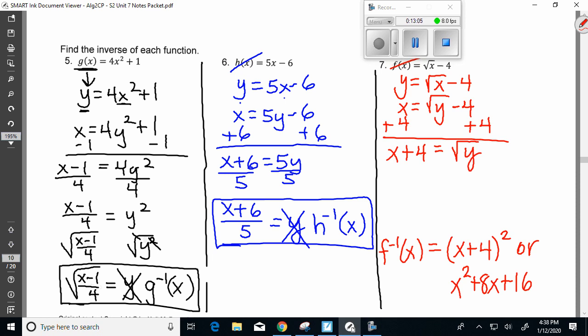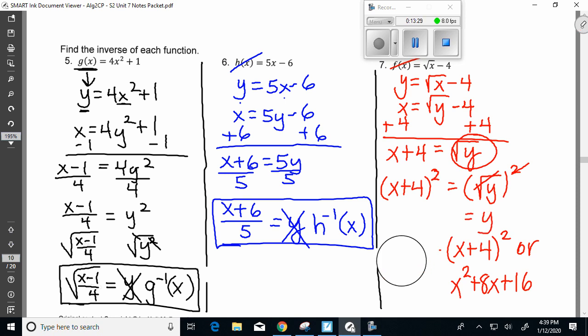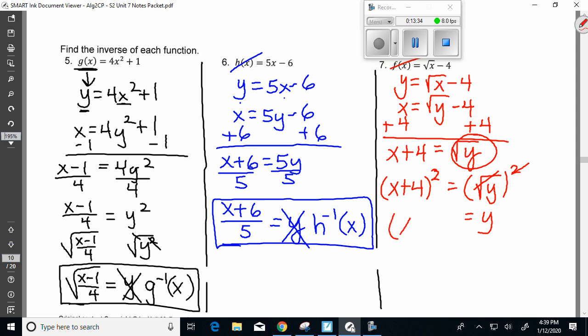And again, going back to what we did earlier, in order to get rid of a square root, you have to raise both sides to the second power. A square and a square root are opposites, so you're left with y. And x plus 4 squared stays x plus 4 squared. We finished rewriting it, so now replace y with the inverse notation.